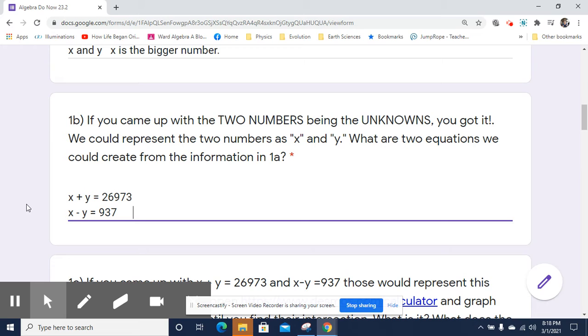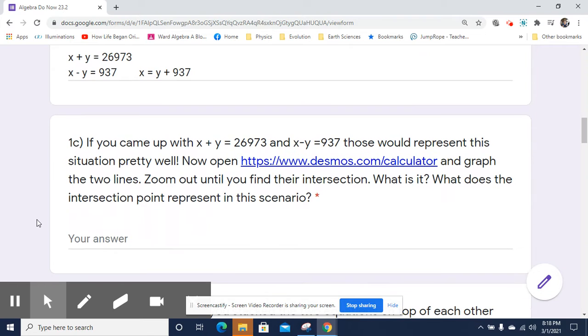937. You might also have said x equals y plus 937 or something like that as well. That would be completely legit too. But I'm going to work with these two here that I've come up with. The other one would totally work, but these will work a little better for what I have in mind, just simpler. If we came up with these two, those will represent it pretty well.